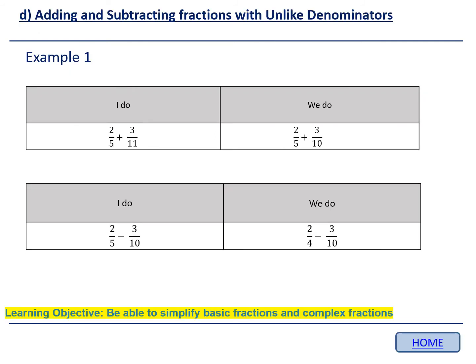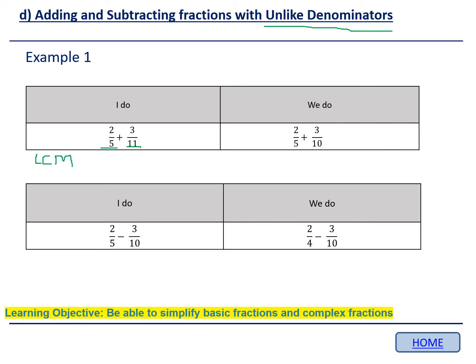So now we are on to unlike denominators. As you can see in the first I do, I've got a 5 and I've got an 11. So I need to think here, how am I going to make this denominator the same? Well, what you do is you look for your lowest common multiple for both of those numbers.